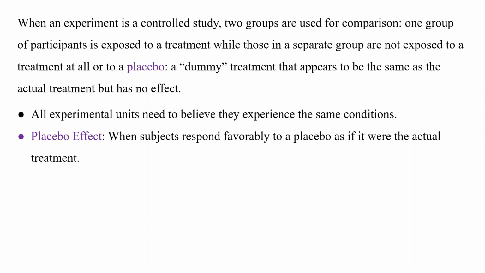Right? Now, there's this thing called the placebo effect, though, which is actually very interesting, when subjects respond favorably to a placebo as if it were the actual treatment. So going back to the depression pill example, if at the end of the study they looked at both groups and said, you know what, actually the depression of everyone improved. Everyone in the group that took the actual depression medication, their depression improved. And then everyone, even in the placebo group, their depression improved. Okay? We call that the placebo effect.